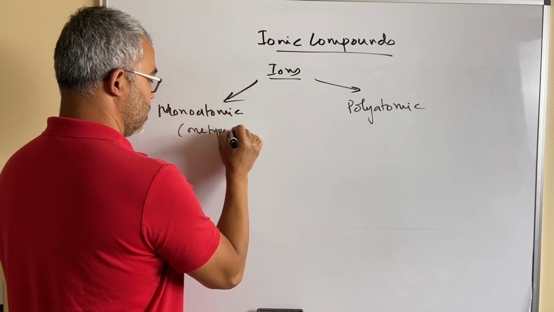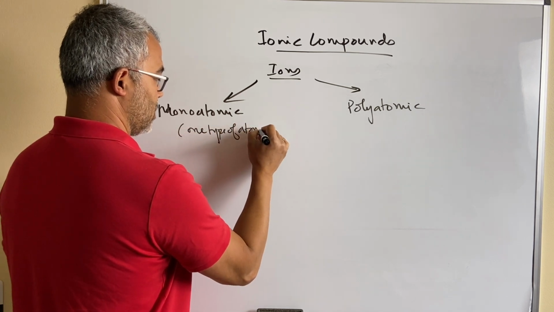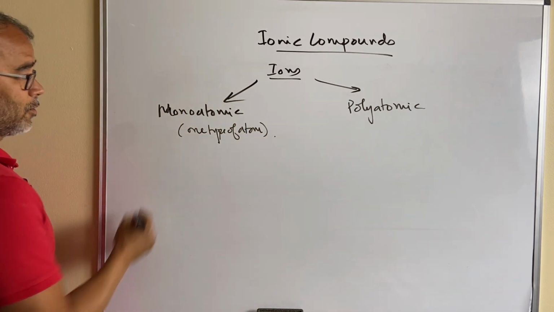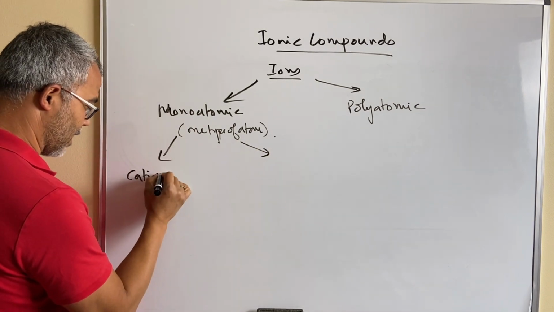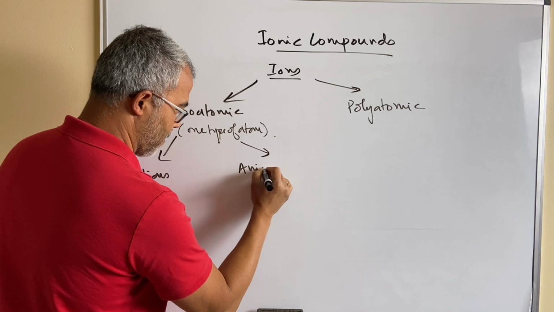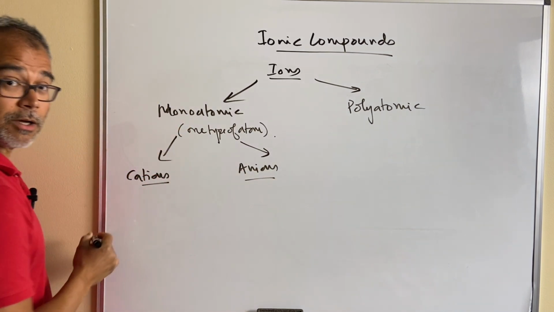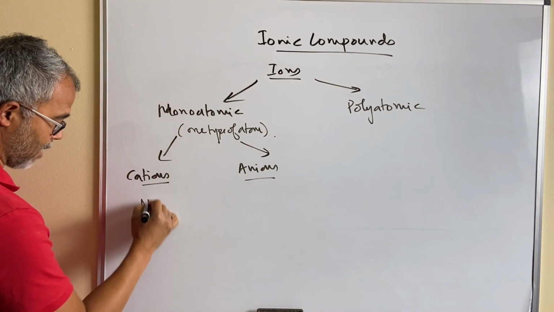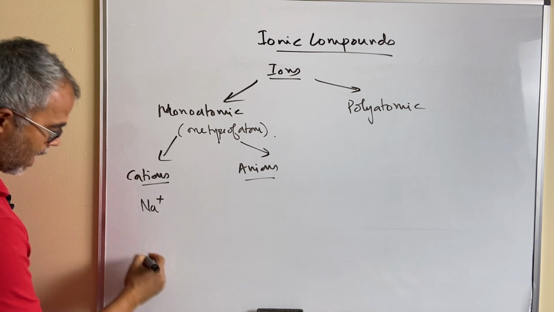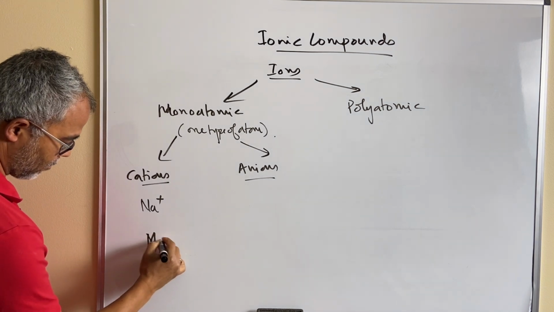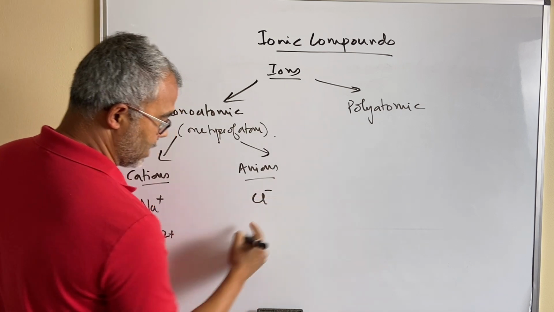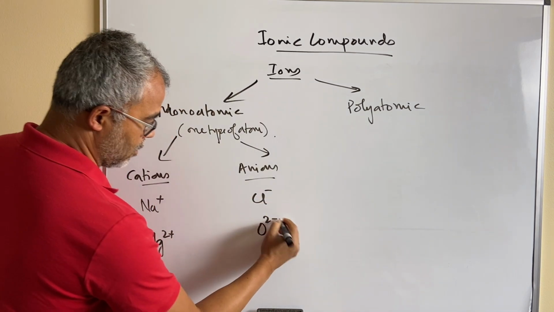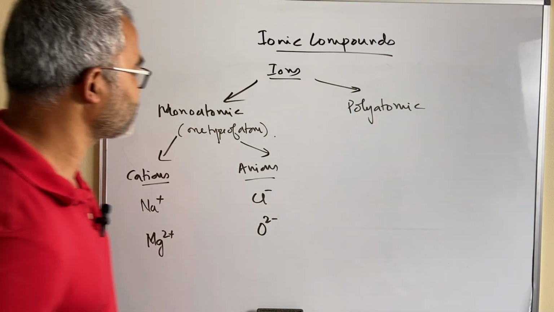One type of atom. We saw quite a few of those ions. So if we divide this into cations and anions, all the examples we saw so far were monoatomic. So you have Na+, one type of atom. Another one would be Mg2+, one type of atom. Out here, Cl-, one type of atom. O2-, one type of atom.